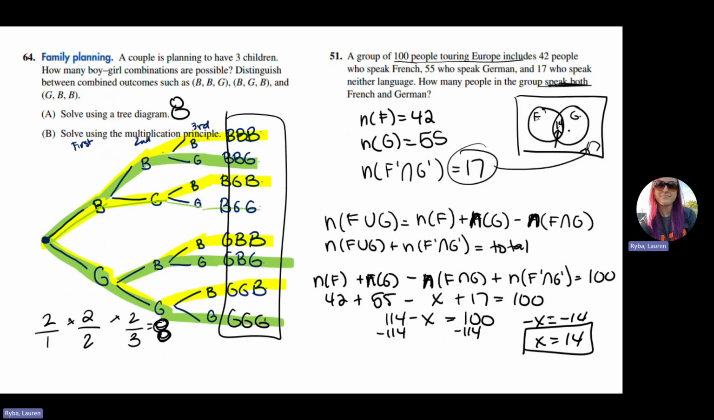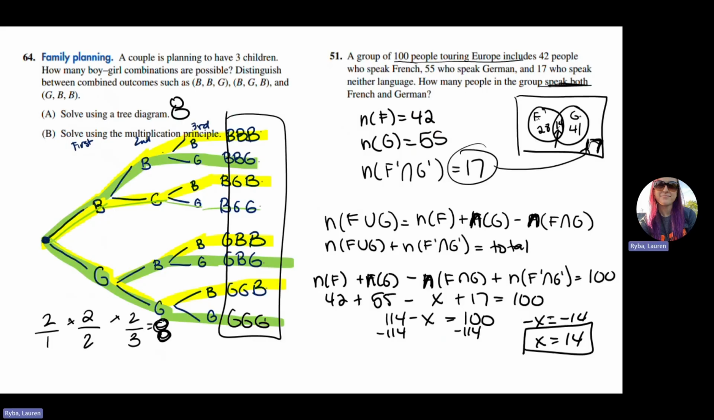So if we double check, 14 here, 17 on the outside. So let's see, should be 42 total in the circle. If I've used 14, that leaves 28. 55, take away 14 is going to leave me 41. Does that work? 28 plus 14 plus 41 plus 17 gives me my total of 100. Yep, I did it right.